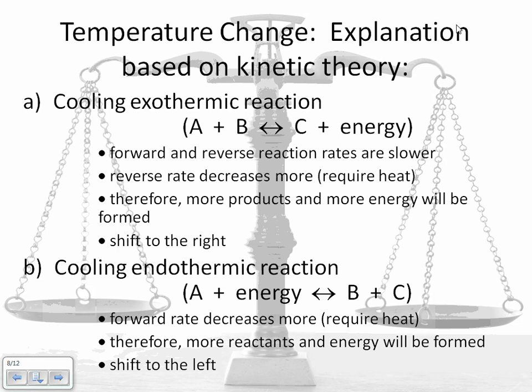Initially, the forward and reverse reactions are both going to be a little bit slower, but the reverse rate is going to decrease more, because that's the side. So if I'm going this way, in order to go that way, I need energy to make reactants. So if I cool an exothermic reaction, more products and more energy will eventually be formed, and we get a shift to the right. So if I take away energy, if I drop energy, eventually, when it reaches equilibrium, it's going to have shifted that way.